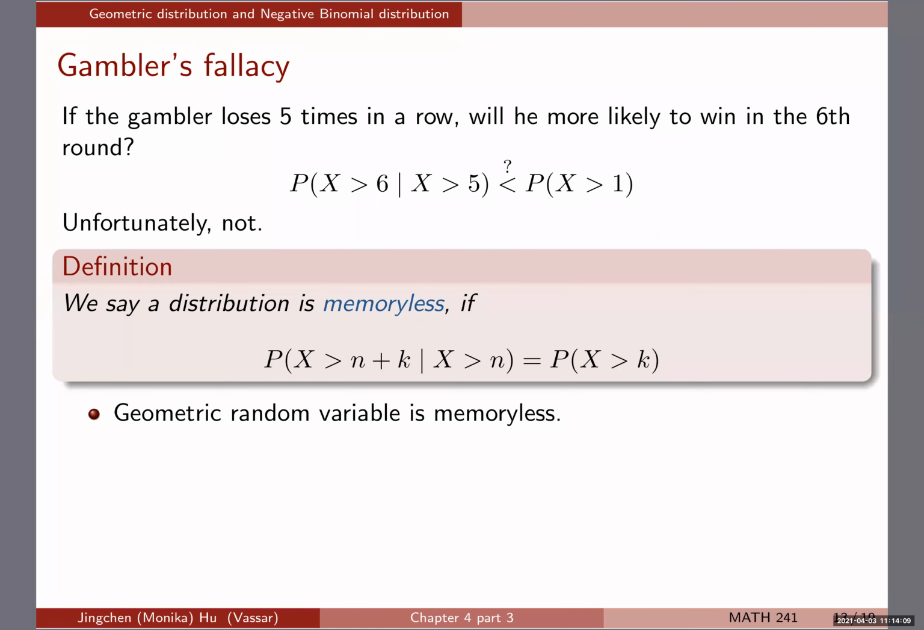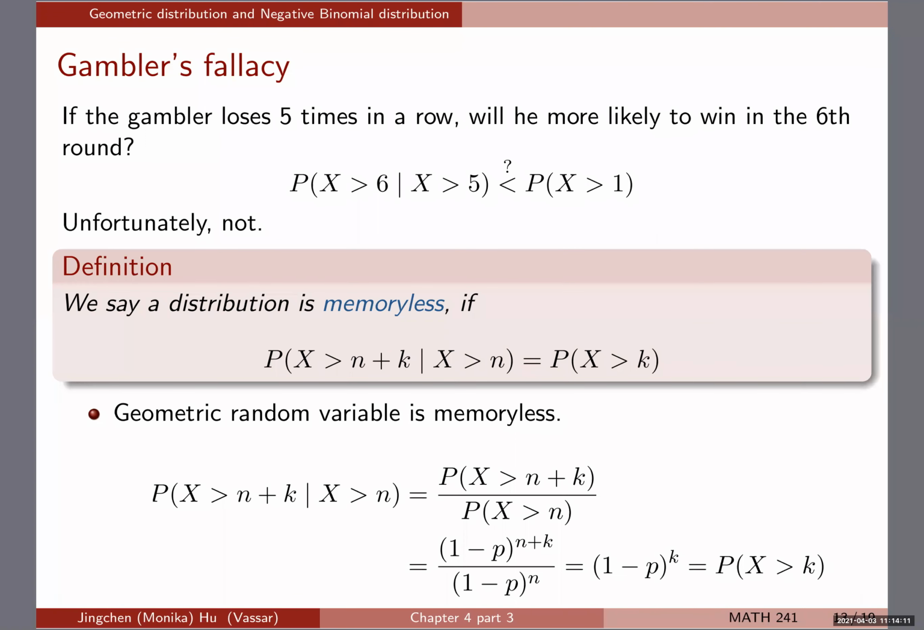If I want to focus on this conditional probability, we know that whatever you have in the condition will be in the denominator, and the intersection of the condition and the other event should be in the numerator. In this case, the intersection will just be X is greater than n plus k.